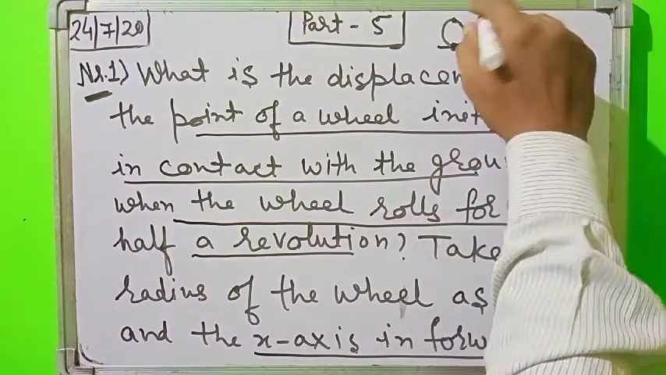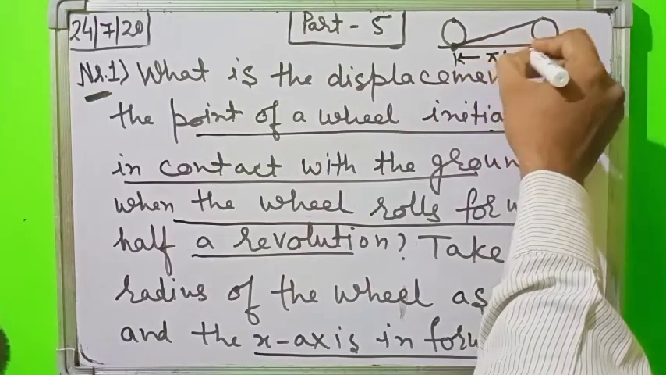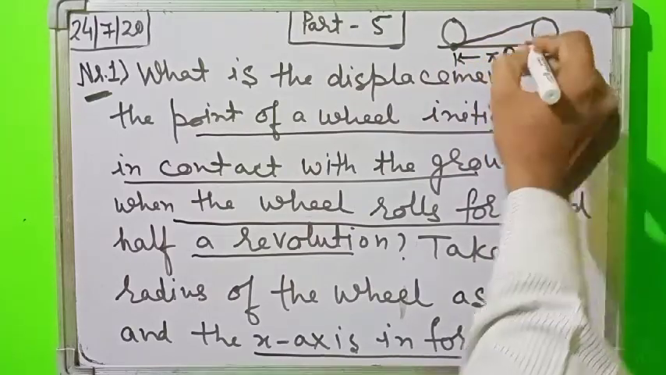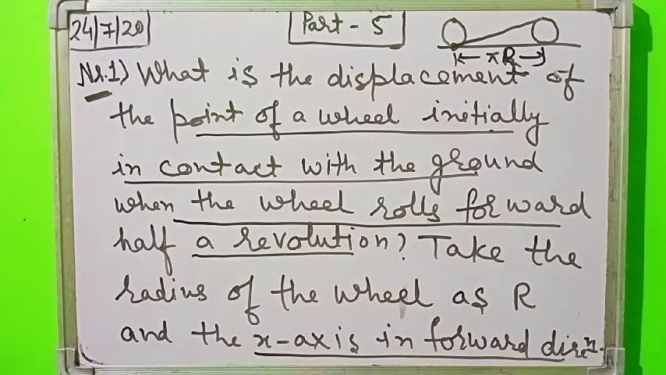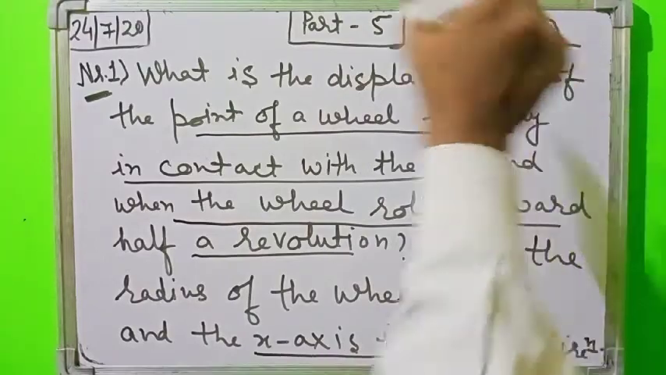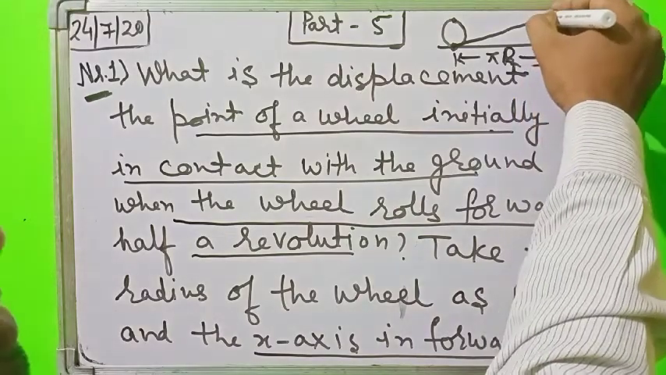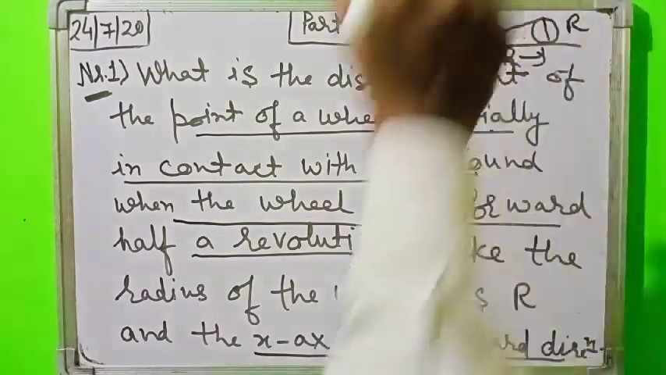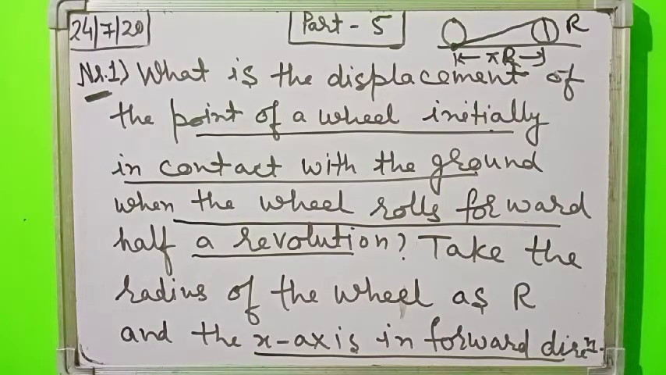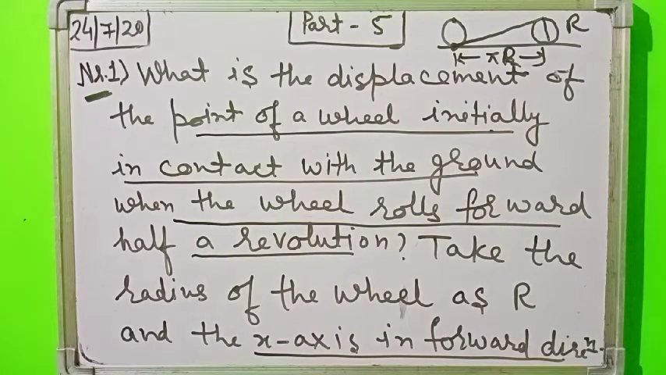Then what will this distance be? This distance becomes pi r. If the wheel revolves fully, the distance is 2 pi r, so for half revolution, this distance will be pi r. And this is the radius r. So the horizontal distance is pi r and the vertical distance covered is r.